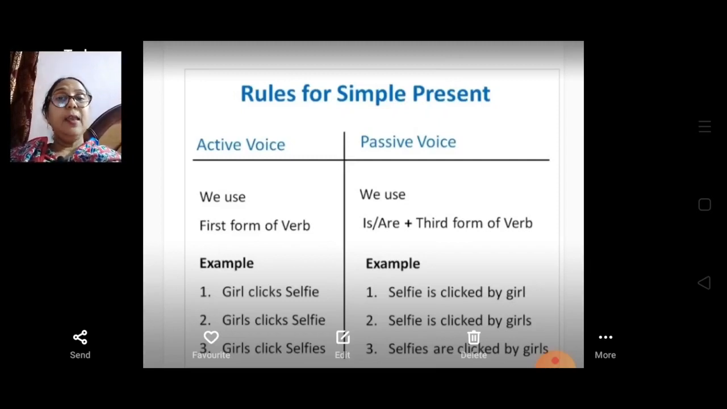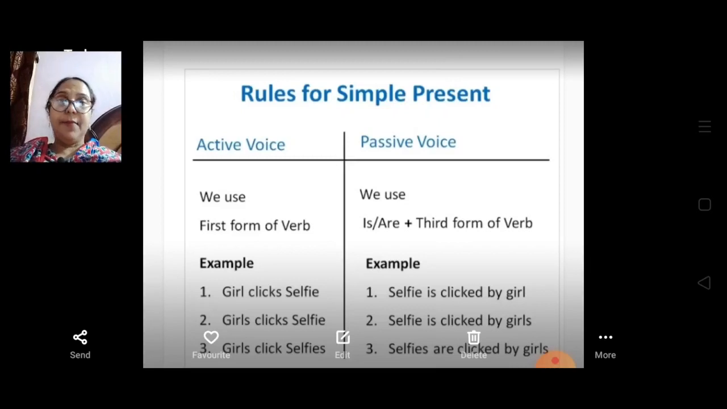That is why here we have used is. Selfie is clicked, third form of the verb, click becomes clicked, and by girl. By, as I told you yesterday, the preposition by will be used. So, selfie is clicked by girl. Now let's see the second example.